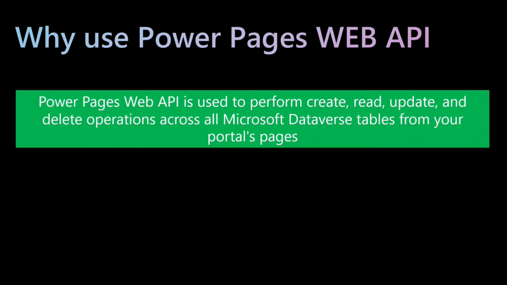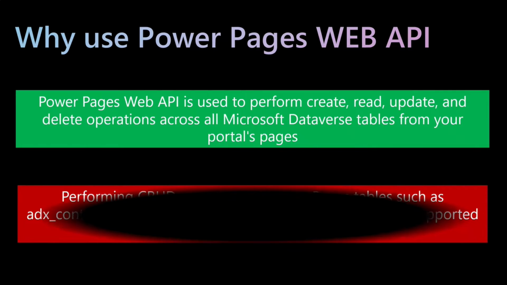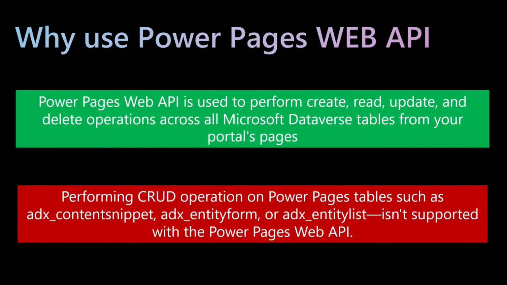Just one thing I would like to highlight here is that it only performs operations on the Microsoft Dataverse tables. What it cannot do is perform CRUD operations on all the Power Pages related components. We have Power Pages related entities or tables such as content snippets, basic forms, lists, site settings, and markers. There are a lot of components we have already discussed. It cannot perform operations on the portal configuration tables. These are all Dataverse tables, but we call them portal tables because they store the configuration related to Power Pages. So that is a very interesting fact: you can perform operations only on the Dataverse tables, not on the portal configuration tables.